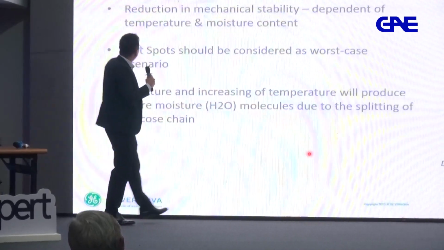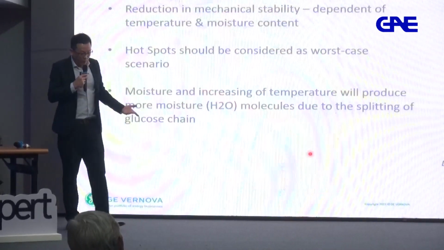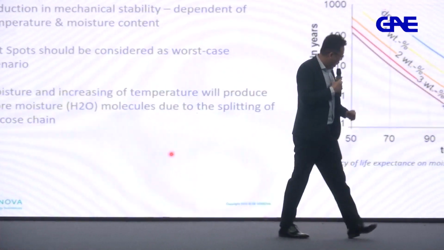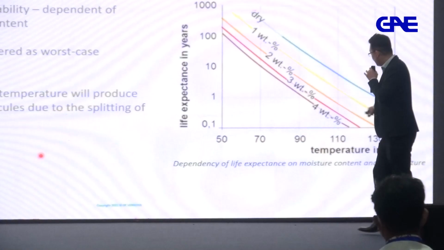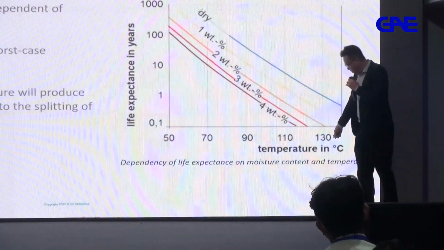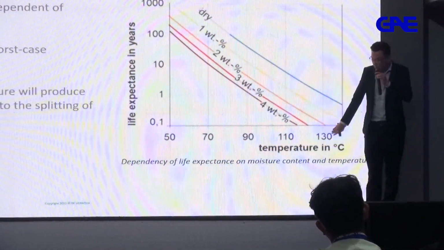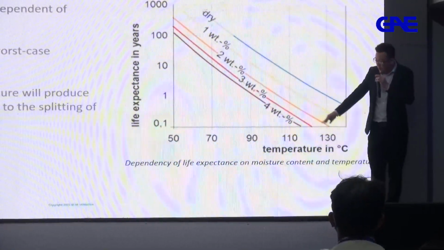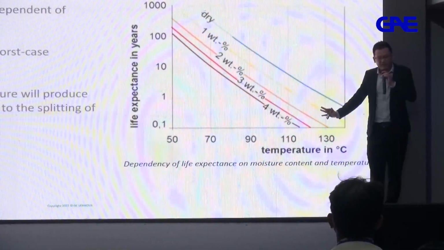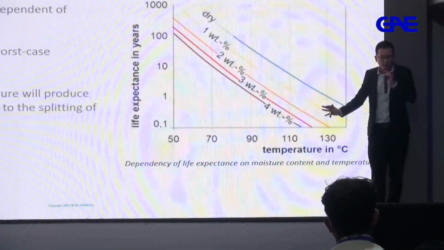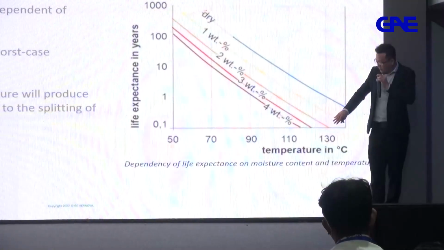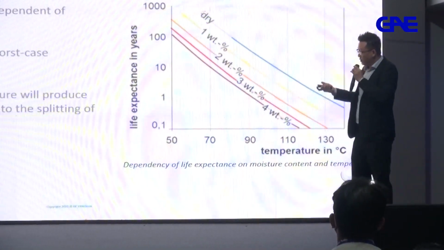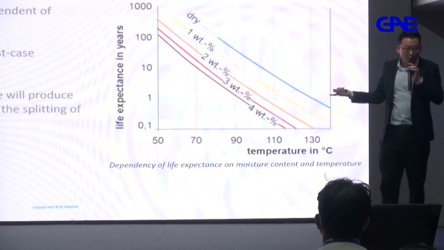When we look at the graph here, the dependency of life expectancy on moisture content and temperature, of course a transformer won't reach 130 degrees Celsius or 150 degrees Celsius. It's very hard. Usually it will be around 60 plus, which is very hot. At this point, we consider the hotspot as the worst case scenario.